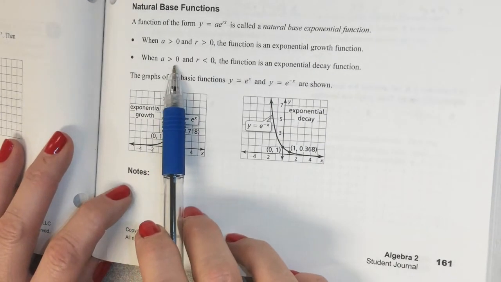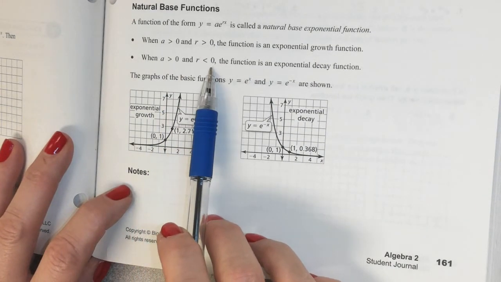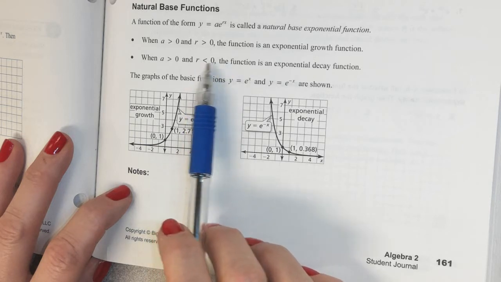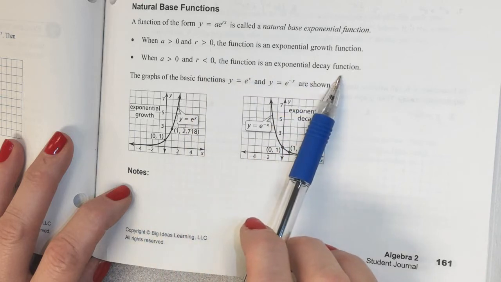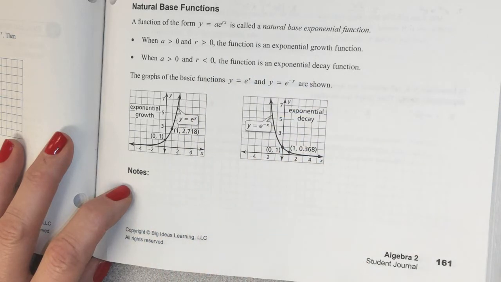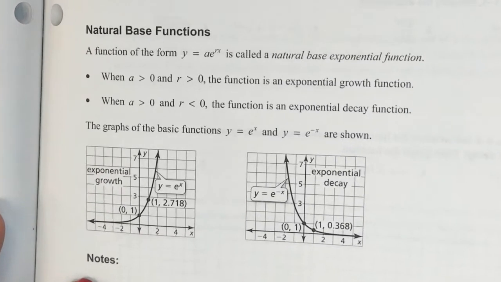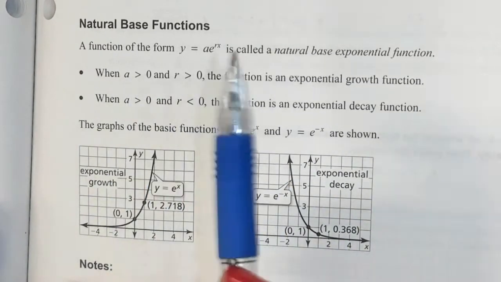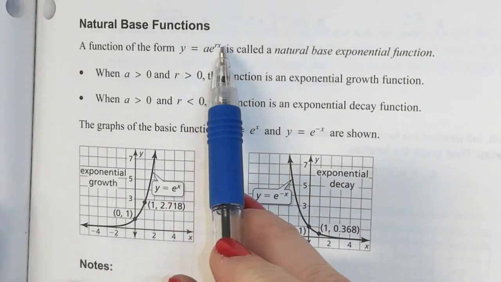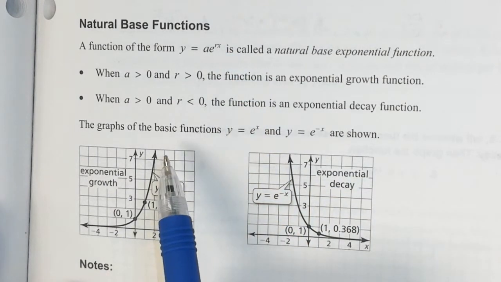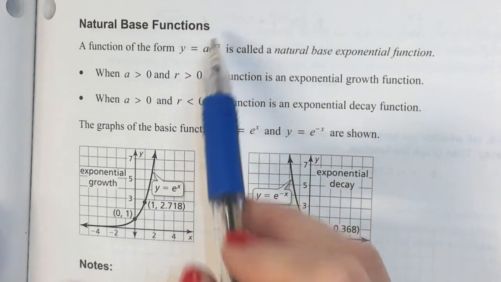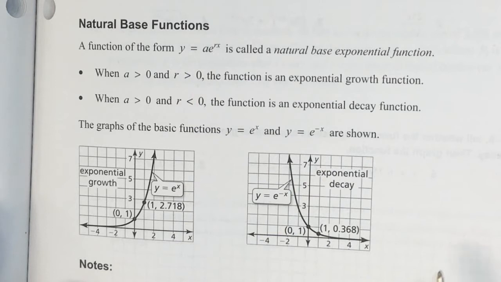If the a value is greater than 0, but the r value is less than 0, meaning that it's going to be a negative value for r, then we're going to have exponential decay. And this isn't so much different than what we did before. Like if we had 2 to the positive x, it was exponential growth. If we had 2 to the negative x, it was exponential decay.